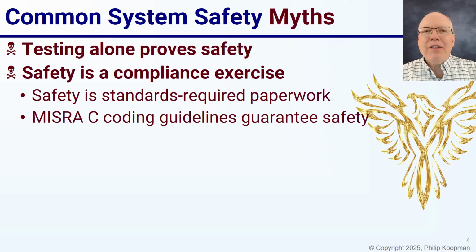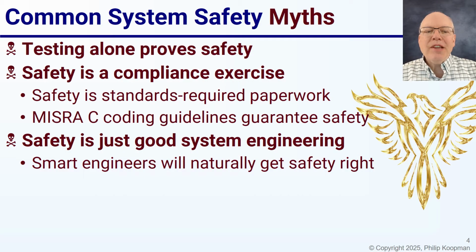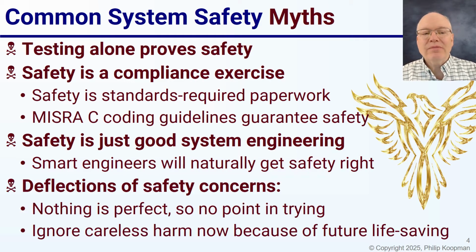And some people say that following a particular coding standard like MISRA C makes you safe. How do you know you're safe? Well, we followed MISRA C. Well, again, that's a piece of safety for many applications, but that alone does not get you to safety. People will say safety is just good system engineering. Oh, we're smart, so we're going to get safety right. Well, you may be smart, but if you're not following a safety engineering process, you will probably miss things. So it's more than just being smart. There's actually a methodical way that anyone can do safety engineering if they know how to do it. That's what we're here to discuss.